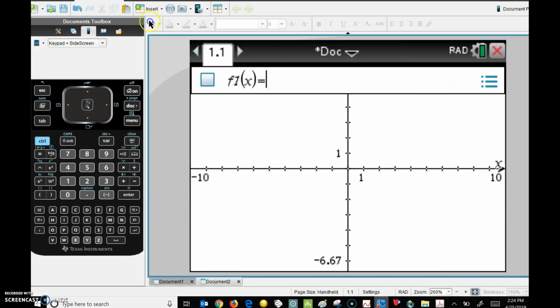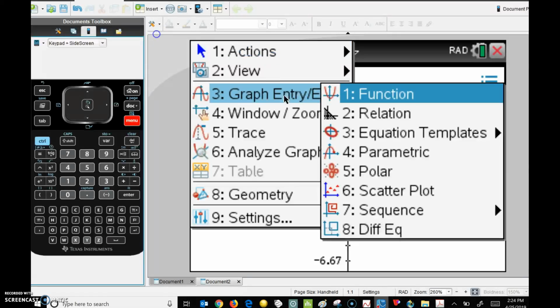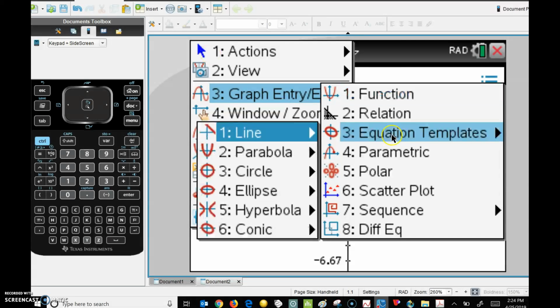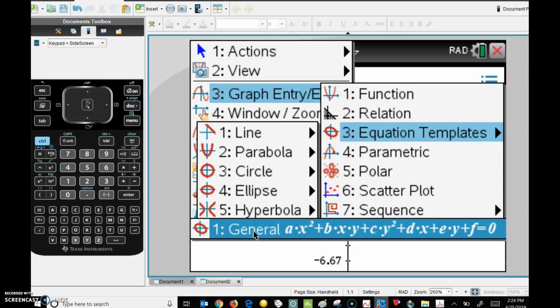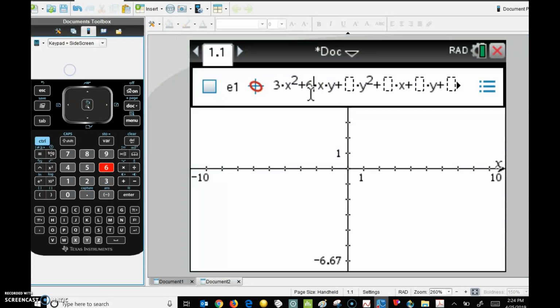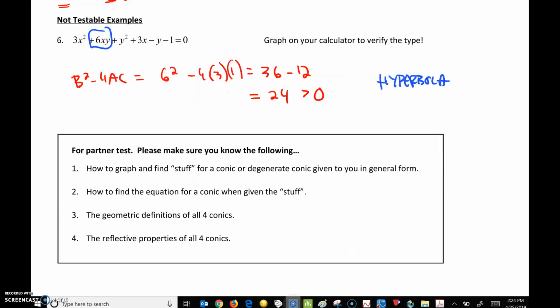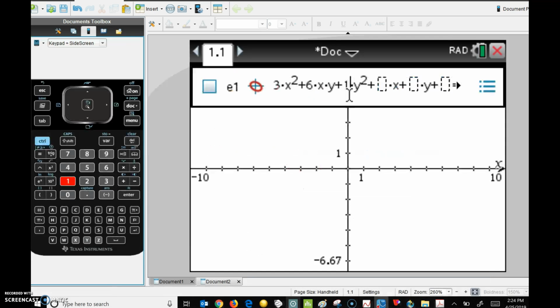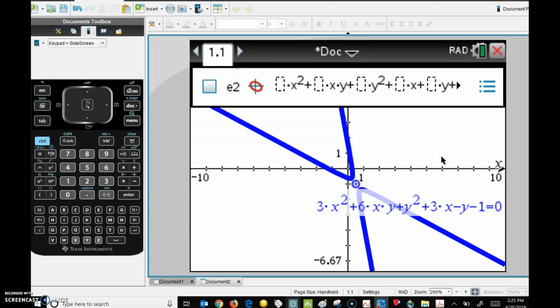So if we go to a graphing page, now we didn't do this at all. If you go to menu, instead of graphing a function, if I graph a function, I'd have to solve that thing for y. That'd be a lot of work. If you go to equation templates, you go to conic, you can put in the general form of a conic. 3, 6, 1, 3, negative 1, negative 1. And that is a hyperbola.